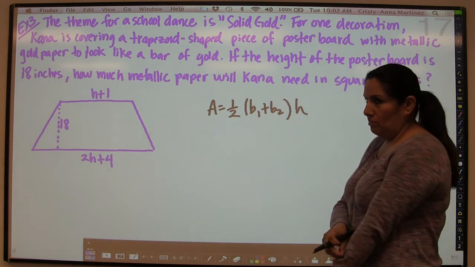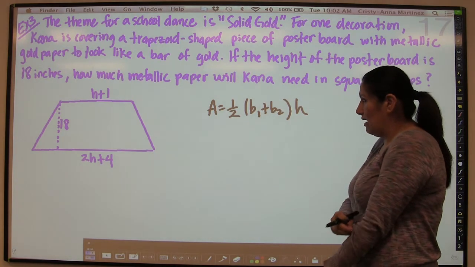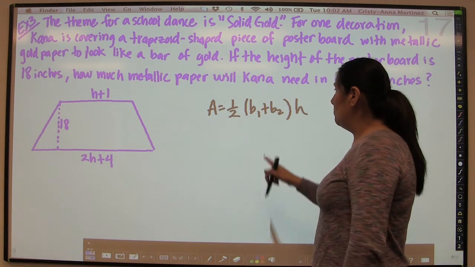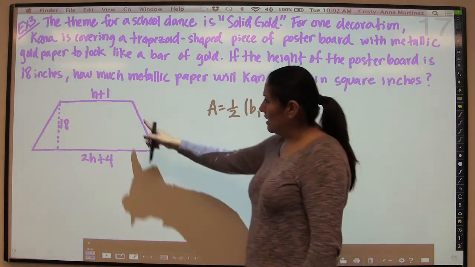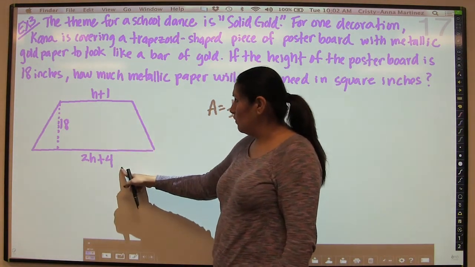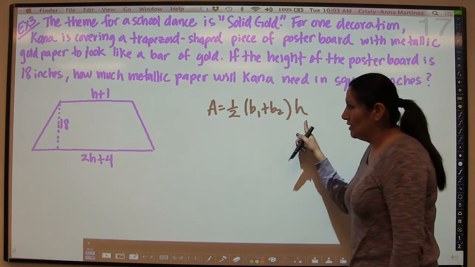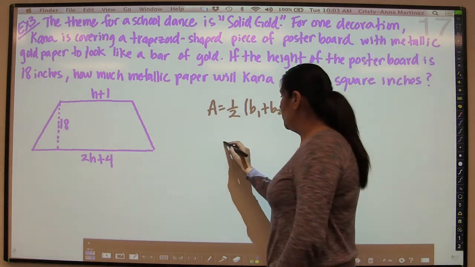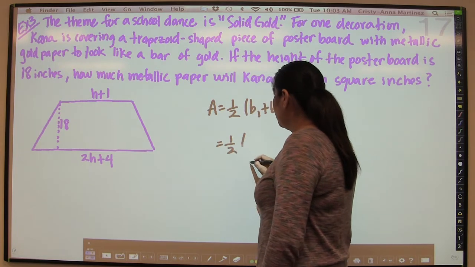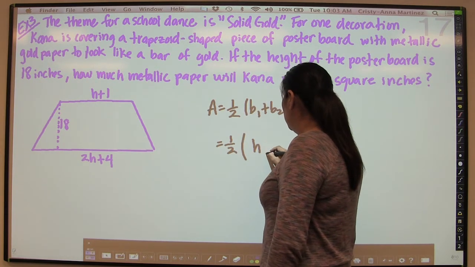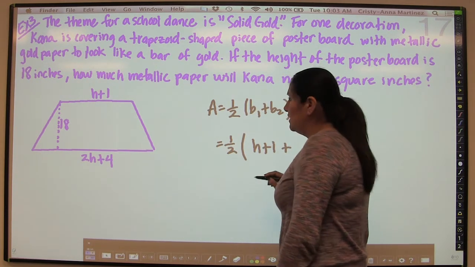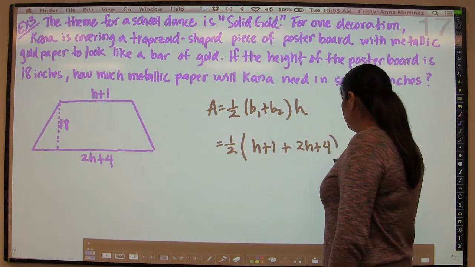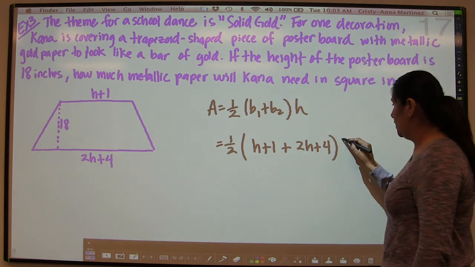That's just from prior knowledge if you didn't already know that, but that's the formula for the area of a trapezoid. So base 1 and base 2 we know is h plus 1 and 2h plus 4. And the height we know is 18. So all we really have to do here is plug in the information. So we're going to get 1/2 base 1 is h plus 1, and base 2 is 2h plus 4. And then we're going to times that by h.